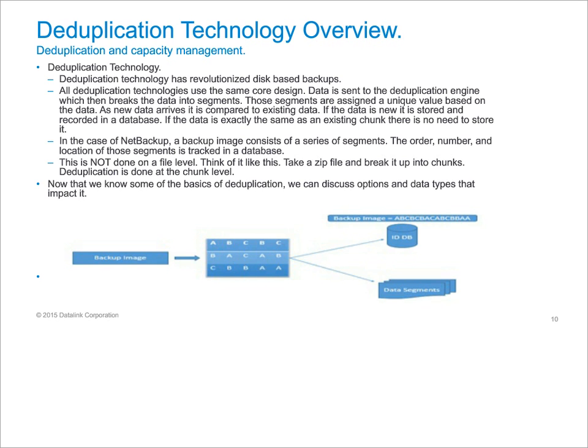If the answer is no, we say, okay, we don't have that block of data. So we write the data to the data store under data segments, and then we record the unique ID. We say that A references this block of data in the data store and belongs to this backup image. And then we'll move on to B. As you can see, the more data that you have that is similar, the higher your deduplication ratios are going to be.